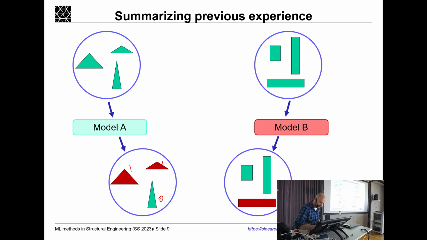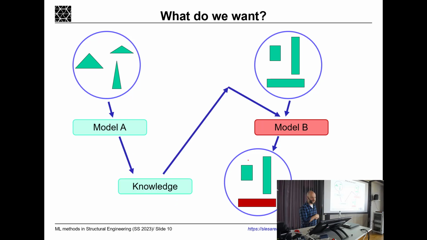Do you think it's a reasonable thing to do? I think intuitively we understand that there is some way to use model A to help us solve the problem on the right. And that's exactly the domain of transfer learning. So we want to get knowledge from model A and somehow apply it to model B. Okay, that's the core idea, the core concept of transfer learning.